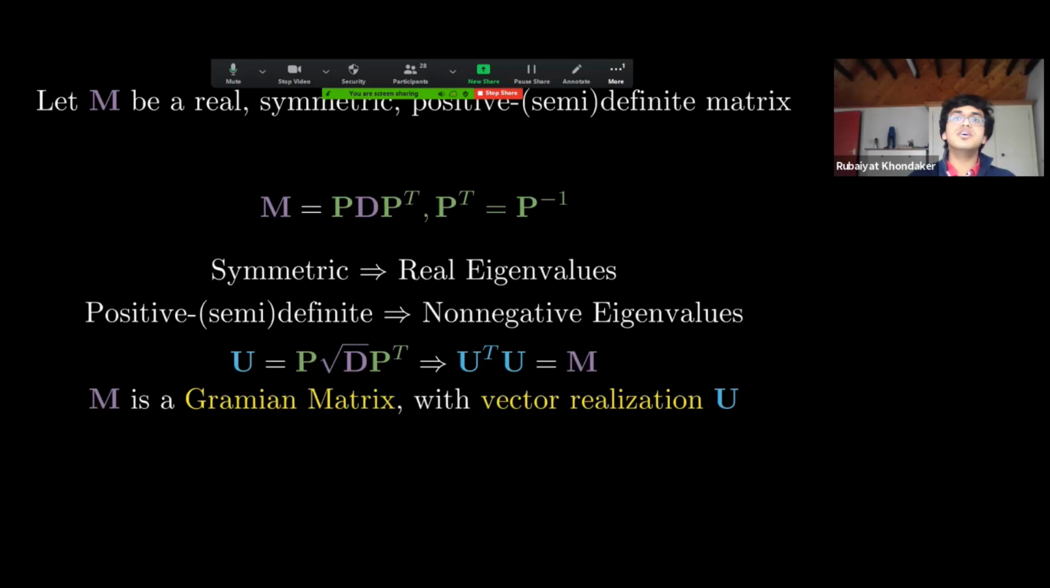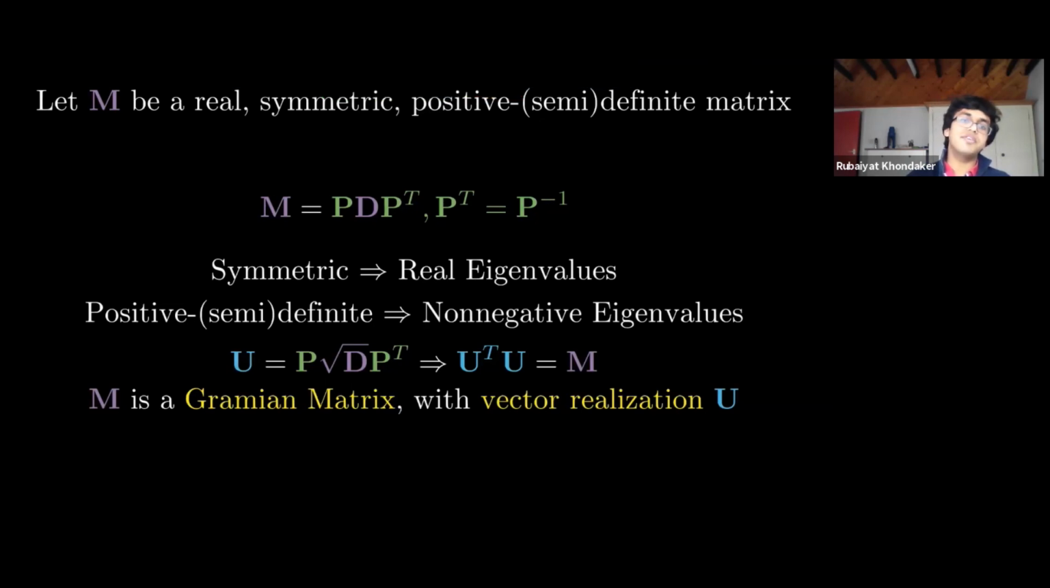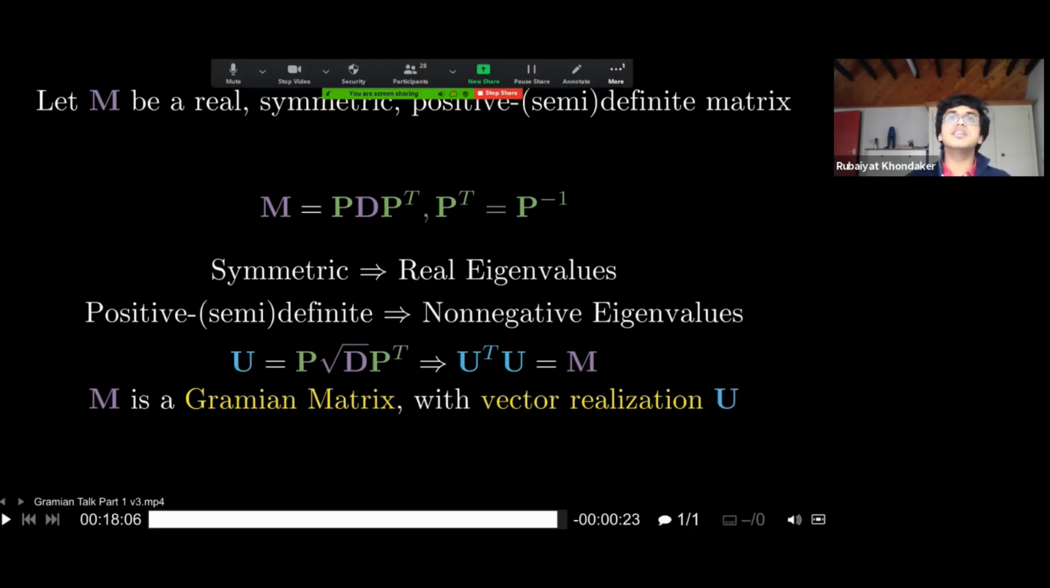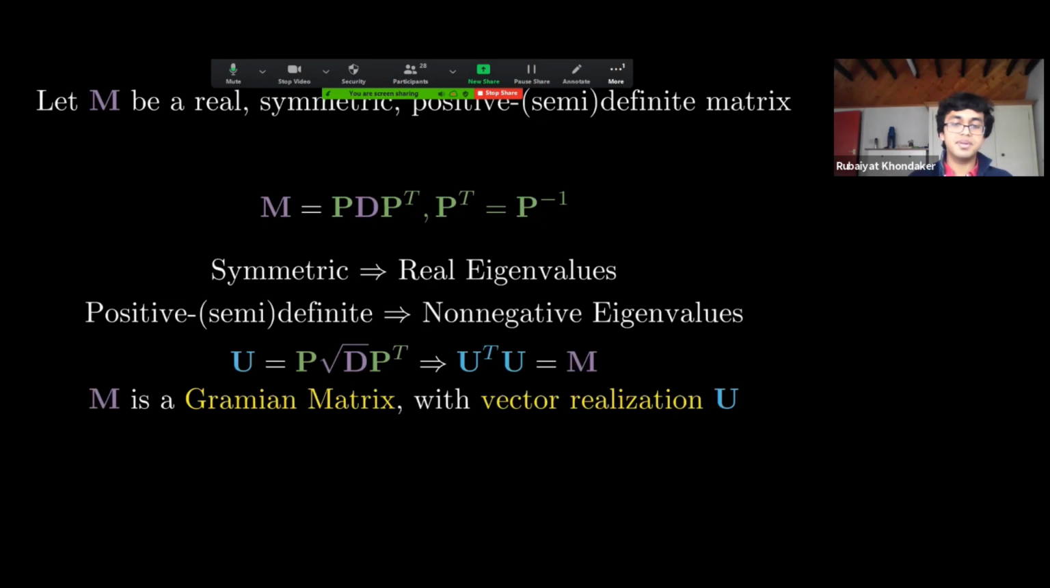So, again, not only is every Gramian matrix a real symmetric positive semi-definite matrix, but also every real symmetric positive semi-definite matrix is a Gramian. In other words, it represents some shape.